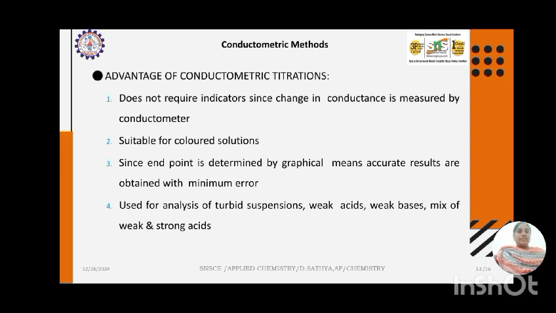So conductometric titration has numerous applications in acid-base titrations, redox titrations, precipitation titrations and complex titrations. It is very suitable for colored solutions also, and is used for analysis of weak acids, weak bases and mixtures of weak and strong acids.